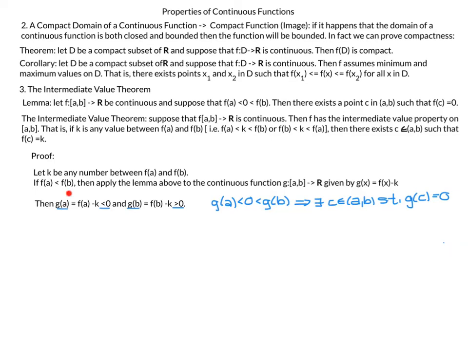So looking at what we have, g of a is less than 0, which I've written here, and g of b is greater than 0. So I have this set of inequalities, and by our lemma, if we apply that, instead of f we have g, then there exists a point c in AB such that g of c is equal to 0. So I have exactly that written here. There exists c in between a and b such that g of c, which if I plug in c into here, that's f of c minus k, is equal to 0, which implies that f of c is equal to k. And looking over here, that's exactly what I wanted to prove.